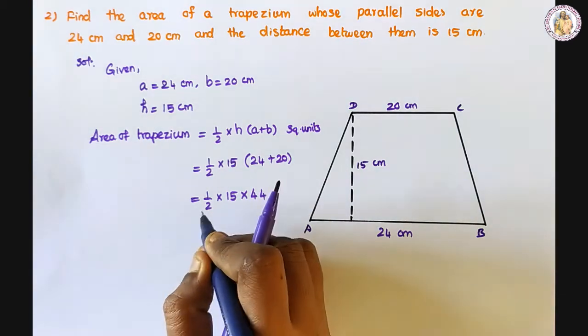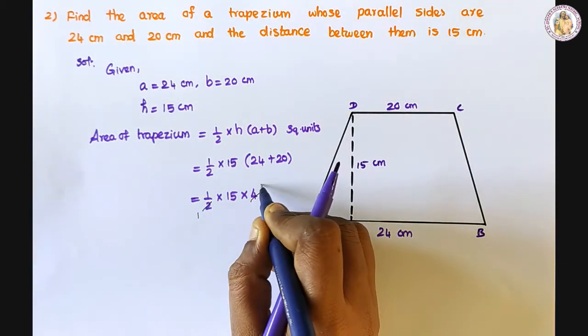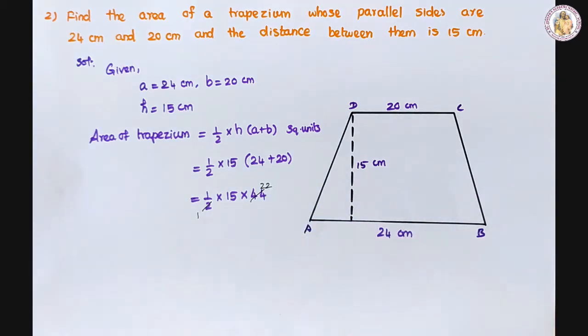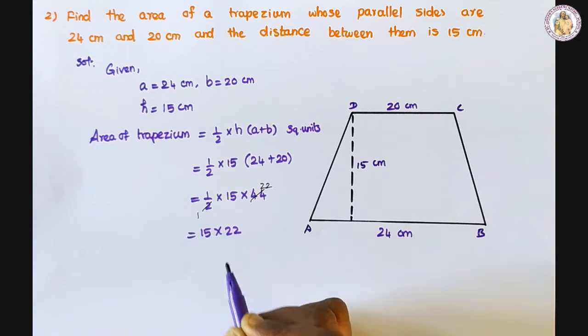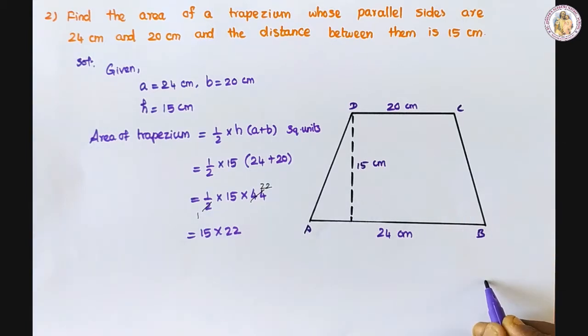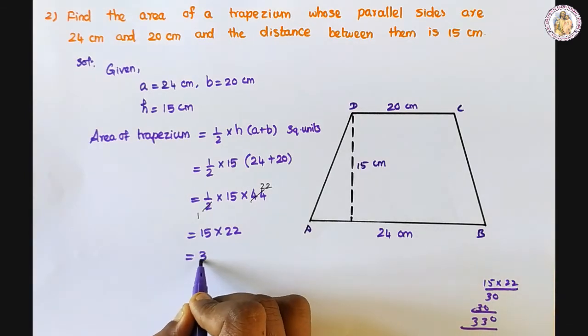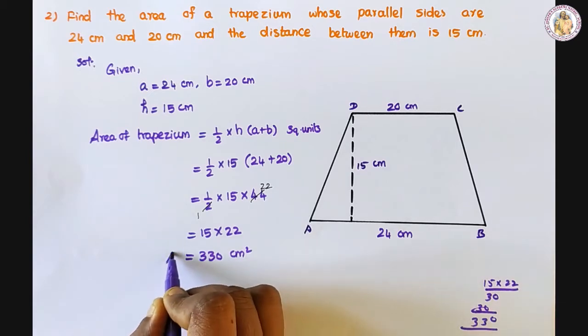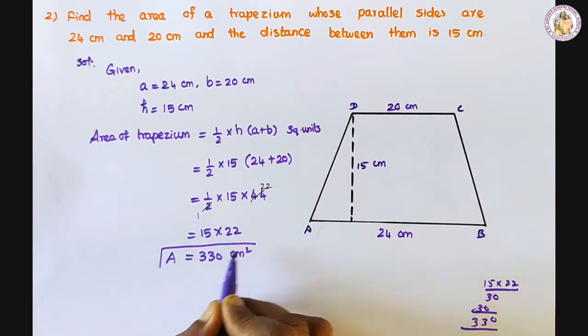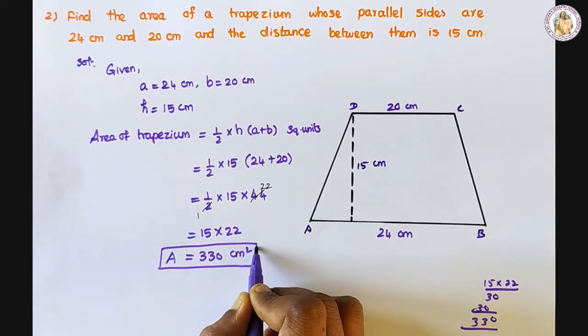Now the cancellation. 2 1 is 2, 22 2s are 44. So 15 into 22. 2 15s are 30. Again 2 15s are 30. 330 centimeter square. That is the area of this trapezium.